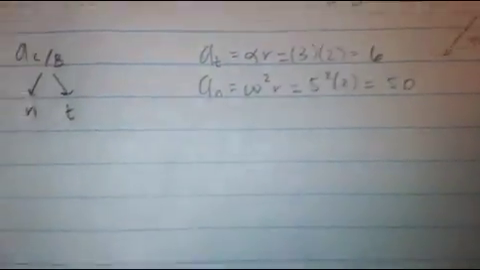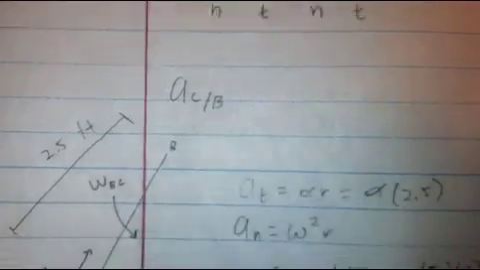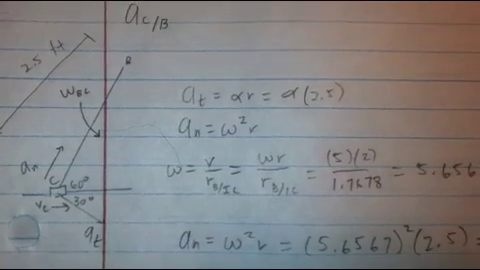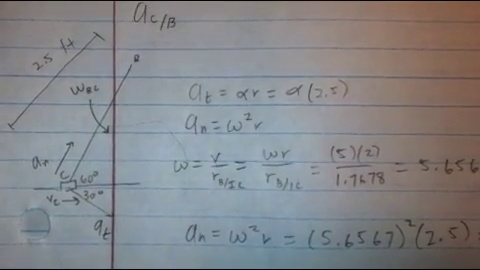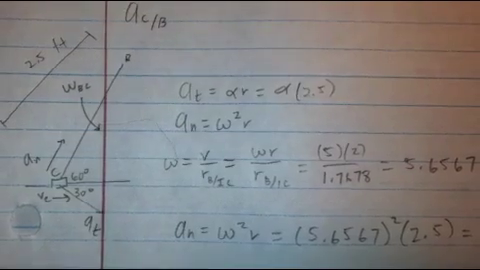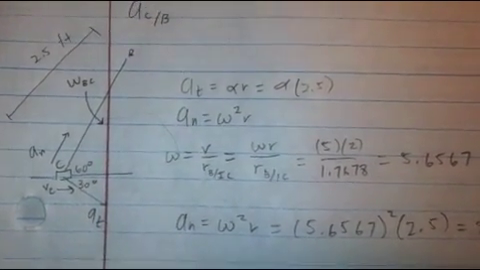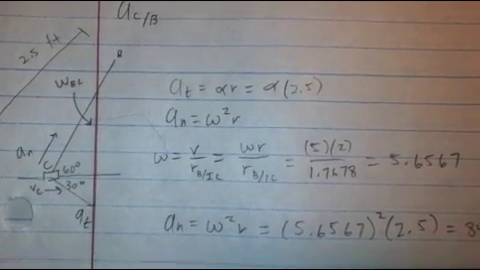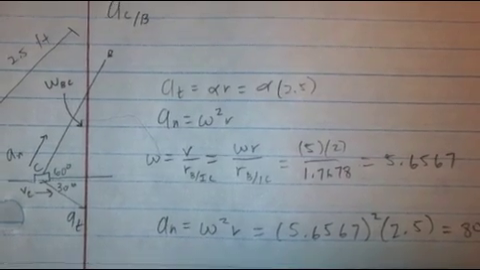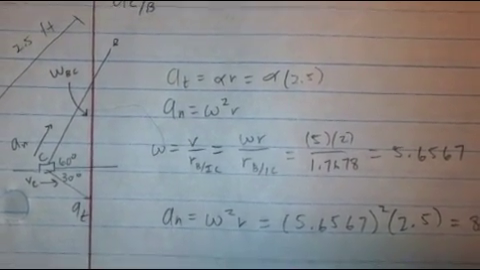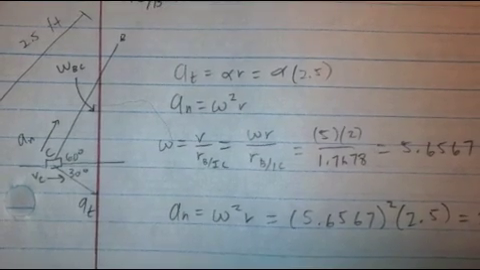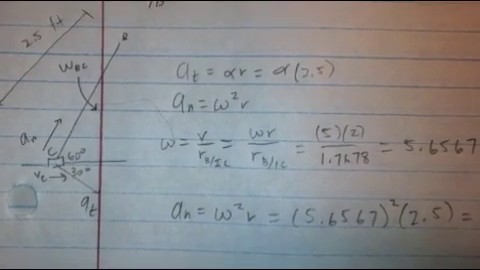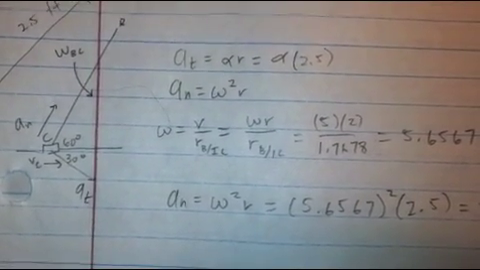Moving on to AC with respect to B, here's another little schematic on the left to help you view how accelerations move. So the tangential acceleration is alpha r. Alpha is what we're trying to figure out. R is the length of the rod, which is 2.5, so that's what we have for tangential acceleration.